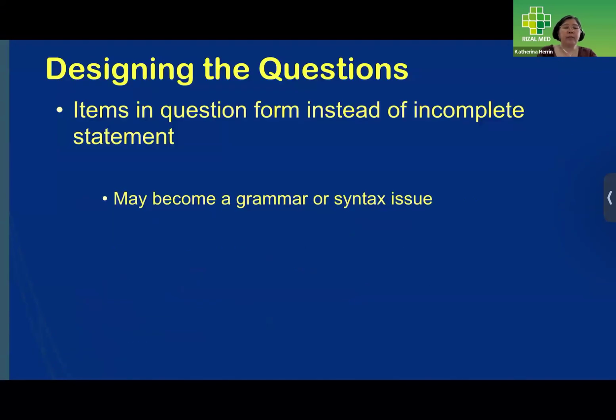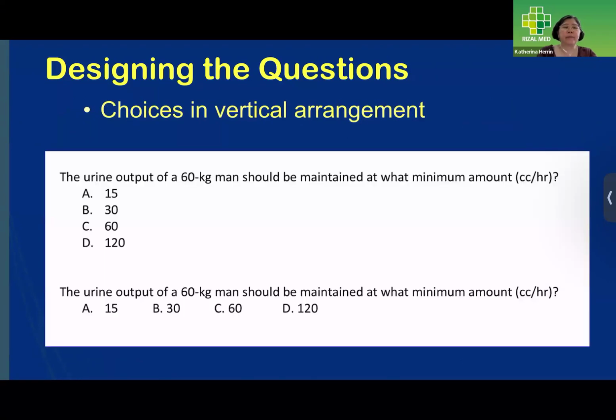We avoid statement completion as much as possible. Sometimes it is allowed, but most of the time we avoid it because it can become a grammar or syntax issue. And part of designing is putting your choices in vertical arrangement. The hazard with horizontal arrangement is that our brain is wired to process the data better in a vertical arrangement.